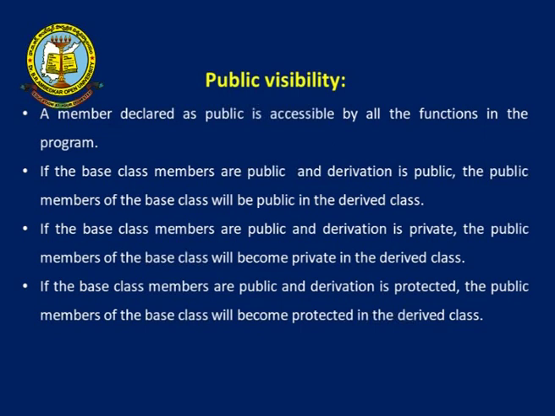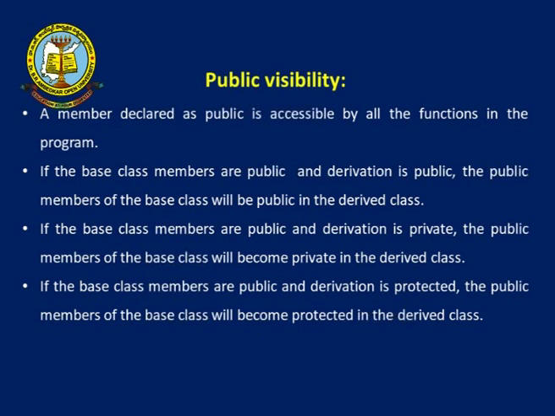Next, let us see about the public visibility. So, when the base class members are the public members and the derivation is done in the public mode, then the base class members will become public members in the derived class. There is no change. If the base class members are public and the derivation is also public, then the public members of the base class will be public in the derived class.